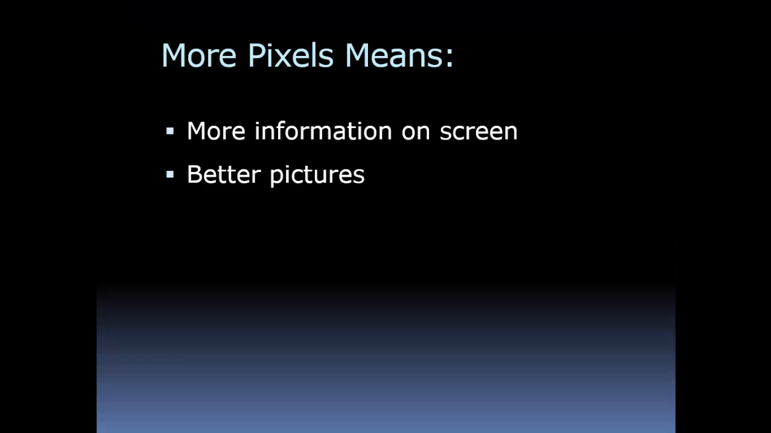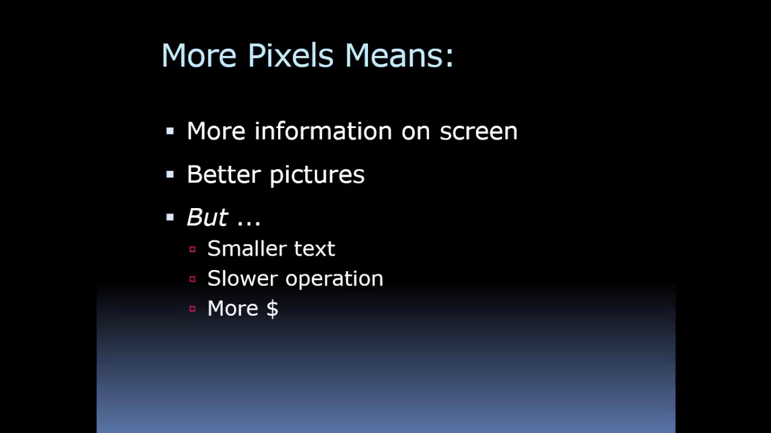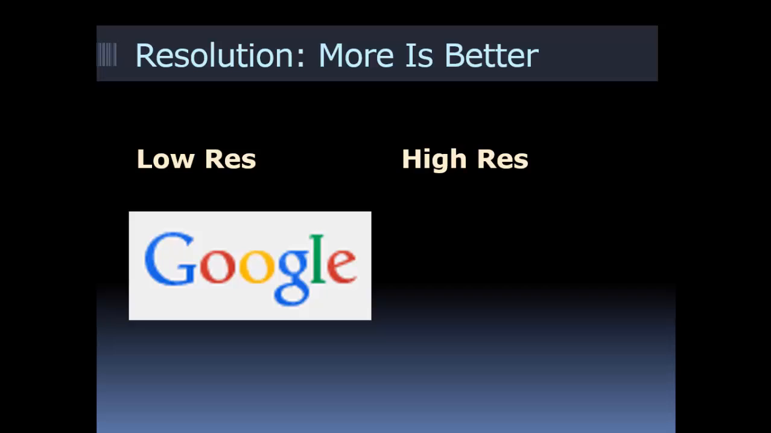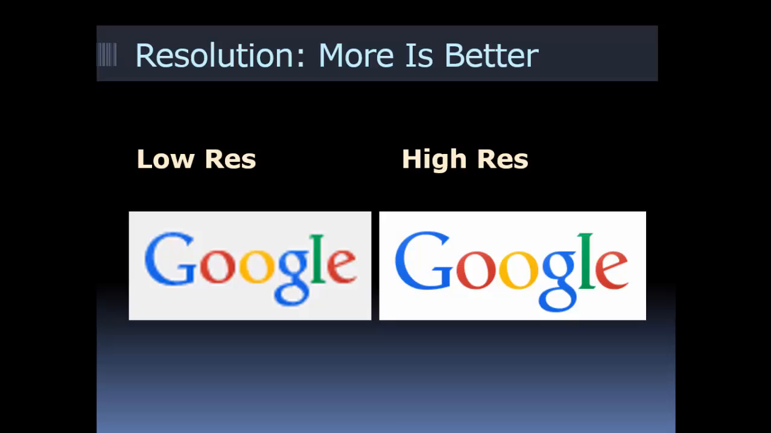Now, of course, the more pixels you have, the better the image. But with more pixels, text will get smaller, and also the system will run a little bit slower because it has to pump more pixels up into the display, and it's more expensive. Anything better usually is. All right, there's an example of the difference in resolution. Here's a fairly common trademarked image that you see a lot in low res, and then there's high res, of course.